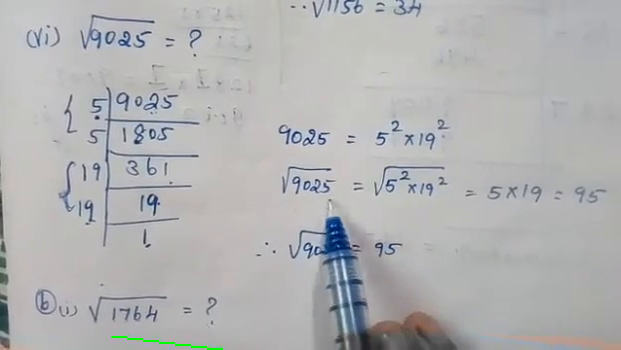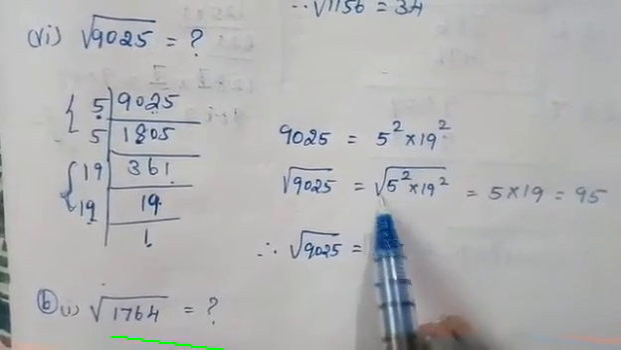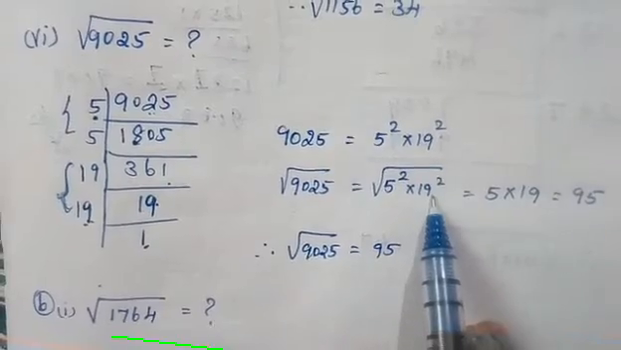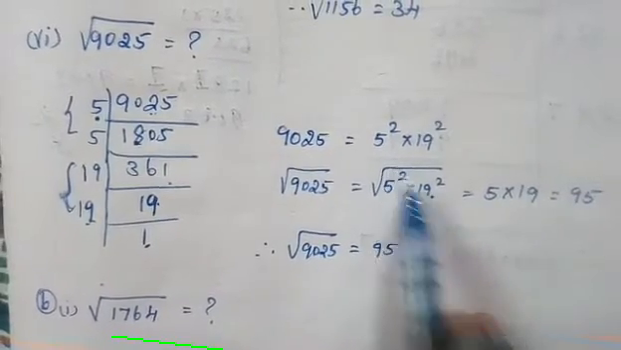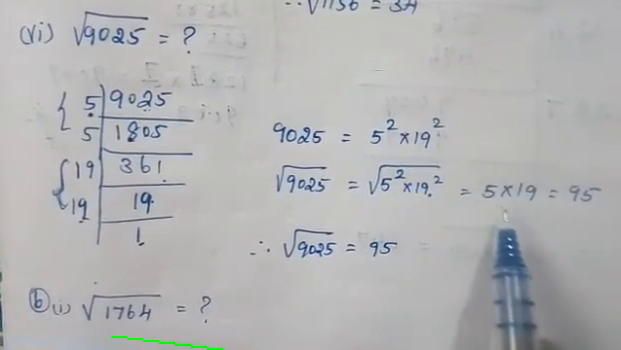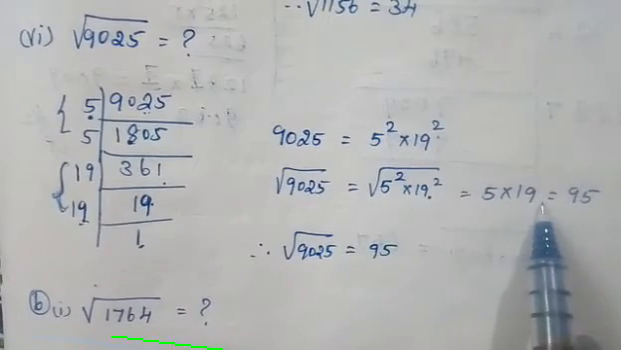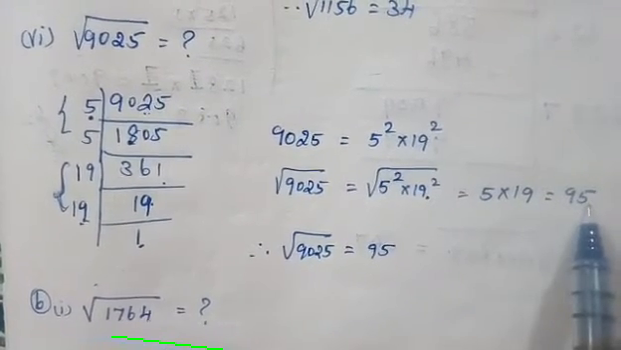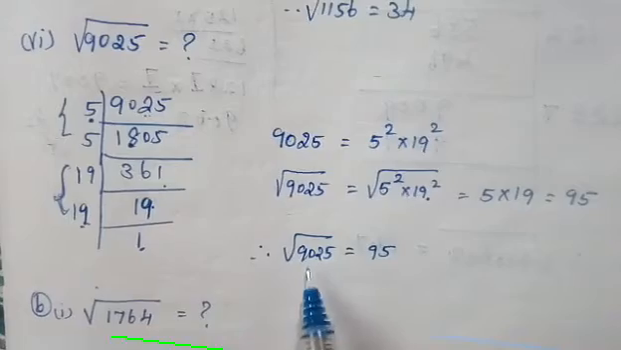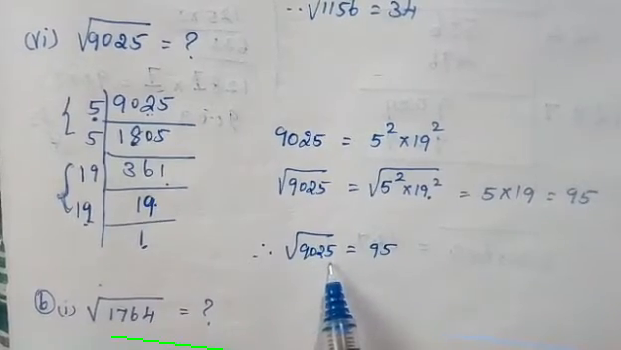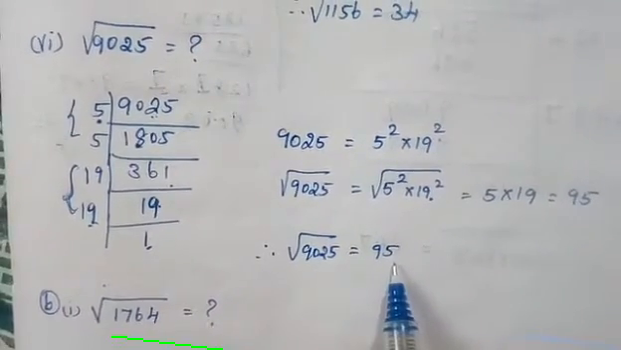Square root of 9025 is equal to square root of 5 square into 19 square. Square and square root cancel. So that is equal to 5 into 19. That is equal to 95. So therefore square root of 9025 is equal to 95.